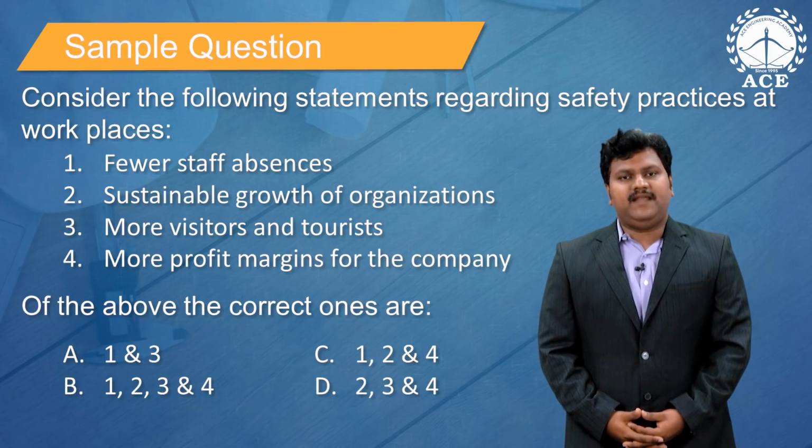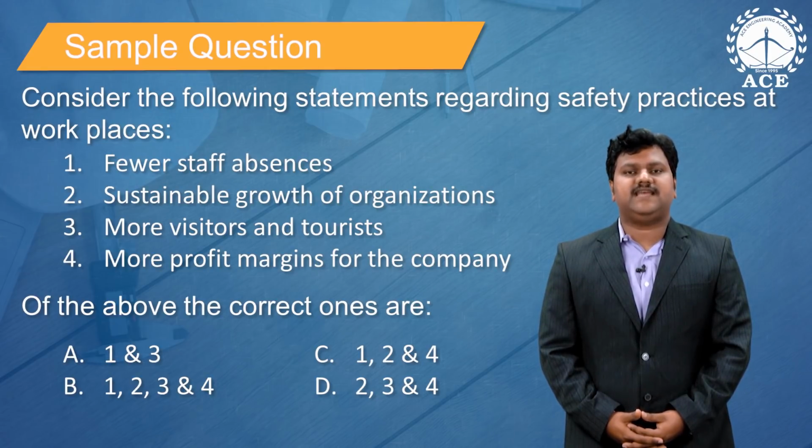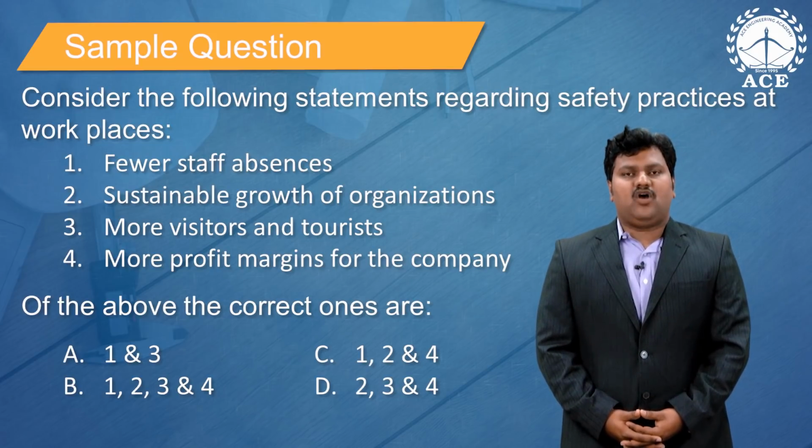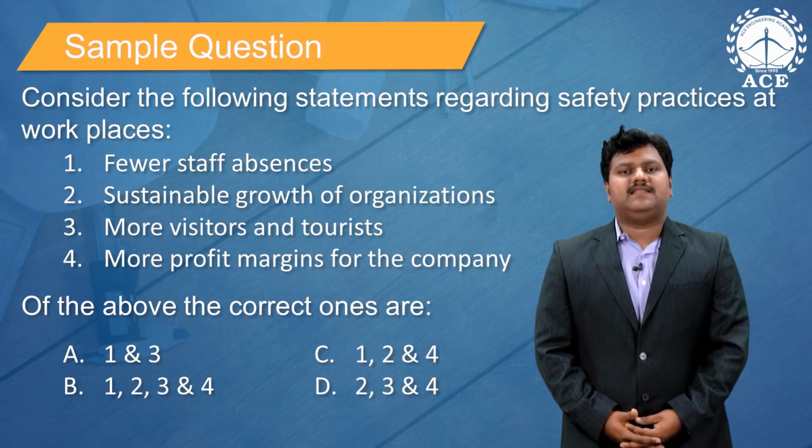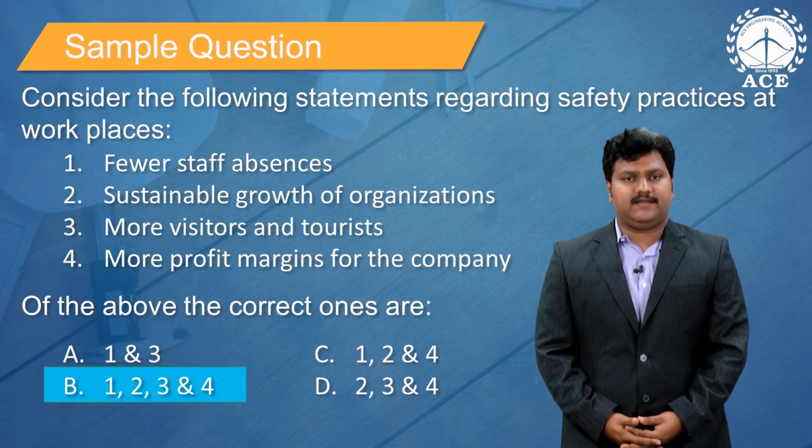Third, with the implementation of safety practices, it builds trust for visitors and tourists to visit the organization. Fourth, because of the safety practices at workplaces, the profit margins are increased by eliminating the chances of loss of property or loss of personnel in any accident. So, all the four statements are correct. So, the answer is option B.